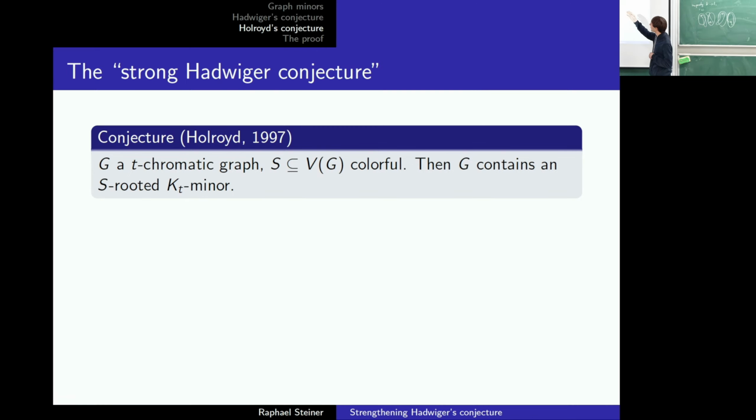And now, if we have a colorful set somewhere in the graph, a small set in a big graph, which always needs t colors in every coloring, we somehow know that something is going on with the set, that it's rigid with respect to the coloring. Having a certificate of a K_t minor rooted at the set would tell us that the relation between coloring and minors is not random: if you have a specific part of the graph which is hard to color, you can relate the minor to this part. So that's what this conjecture is saying, and obviously it's stronger than Hadwiger, because Hadwiger is just the special case where S is the full set of vertices.